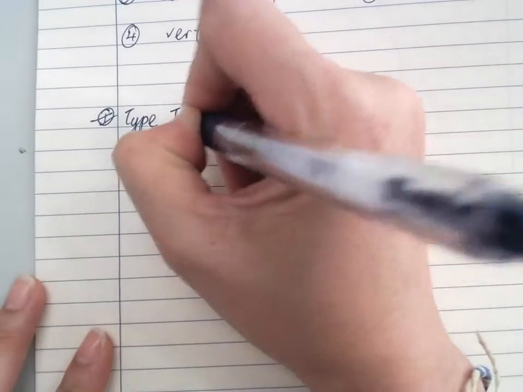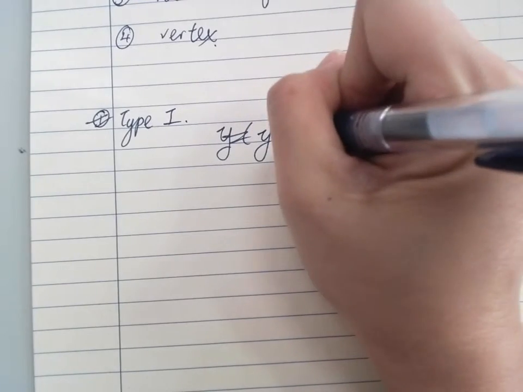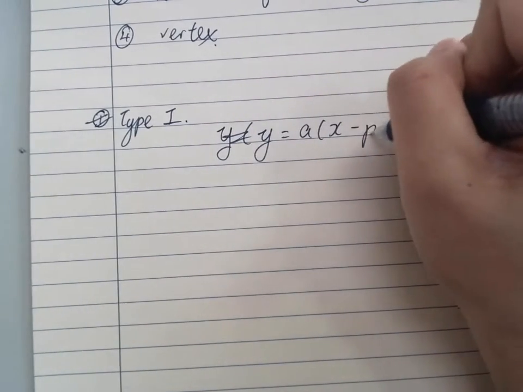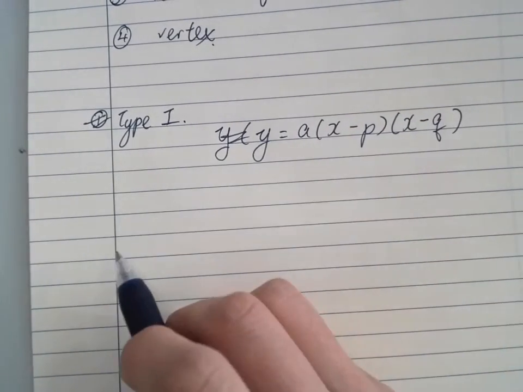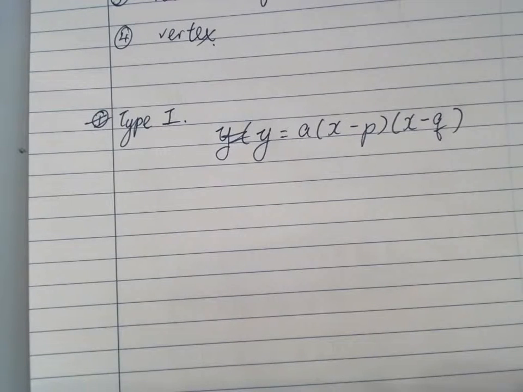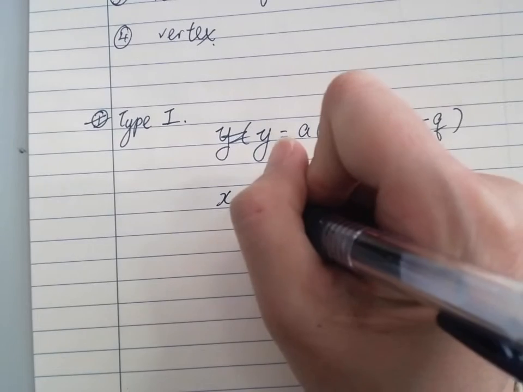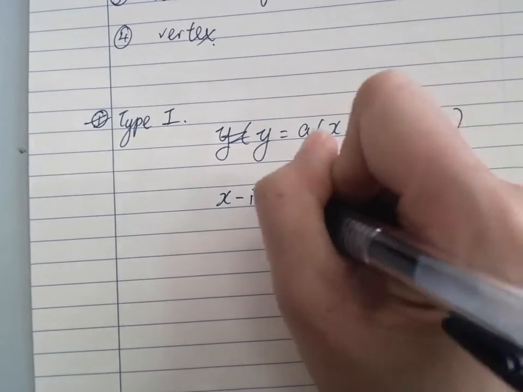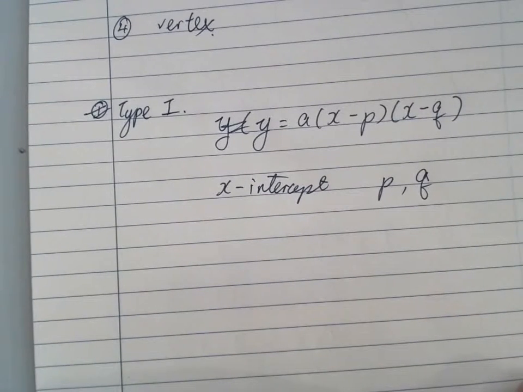So number one, type 1. I'll write that. Type 1 will be something that looks like this. Be careful with the sign. A is how much the curve has been stretched upwards, vertically stretched. And the first thing I can see is the intercept. The x-intercepts will be P and Q, right there.